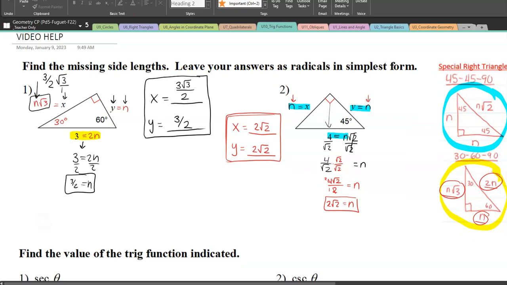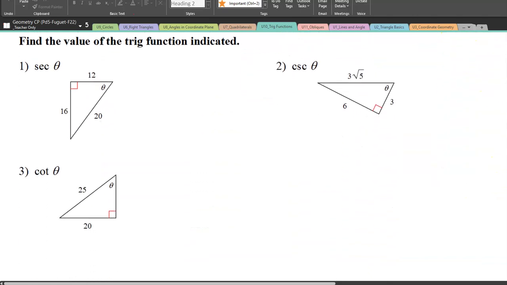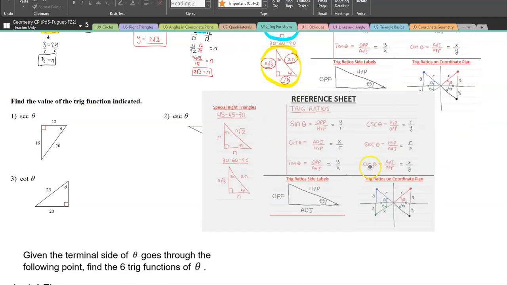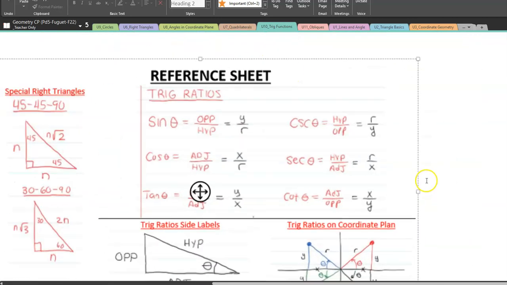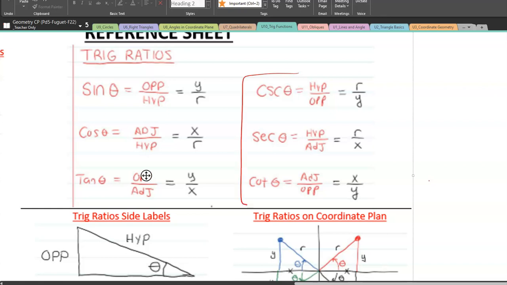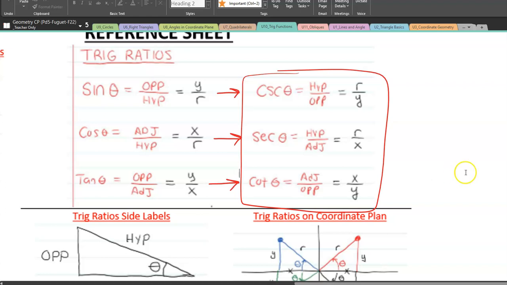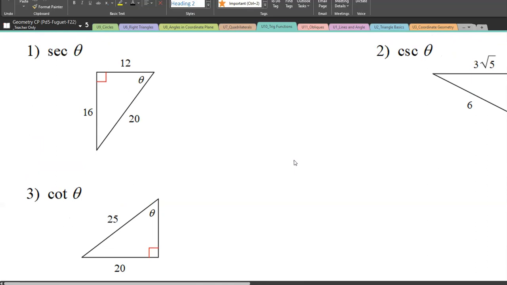We're now going to move on to part 2, and part 2 talks about the reciprocal trig functions. So let's look at our reference sheet here. Our reciprocal trig functions are essentially going to be these three right here. So cosecant, CSC, is the reciprocal of sine, secant is the reciprocal of cosine, and cotangent is the reciprocal of tangent. If you know your sine, cosine, and tangent ratios, all you really have to do then is remember which ones are the reciprocals. So let's look at 3 problems involving this.